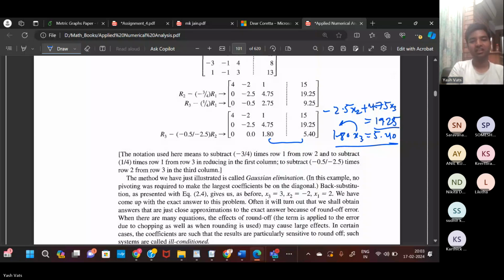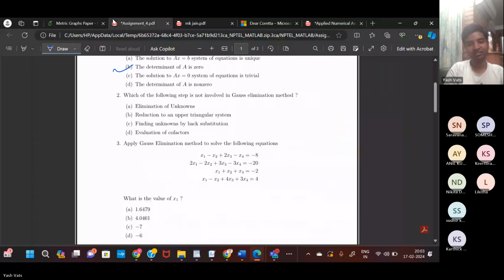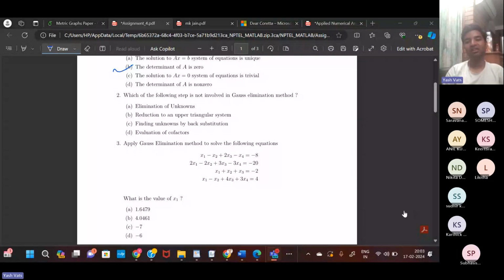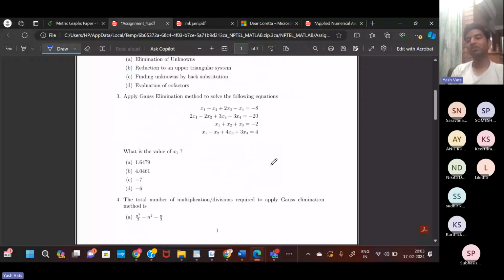Okay. And evaluation of cofactors. Are we doing this in this method? No, I can't see this. Are you evaluating cofactors in Gauss elimination? No. So in which method do you evaluate cofactors? To find the inverse, right? To find the inverse of a matrix, you evaluate cofactors. So how to solve the equation? Either you solve an equation Ax equal to b.